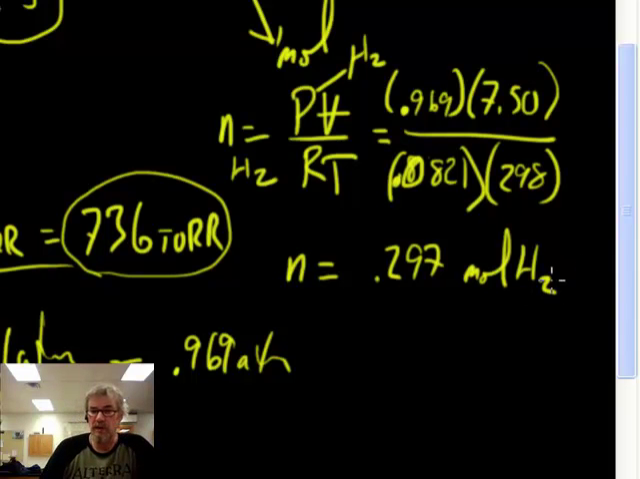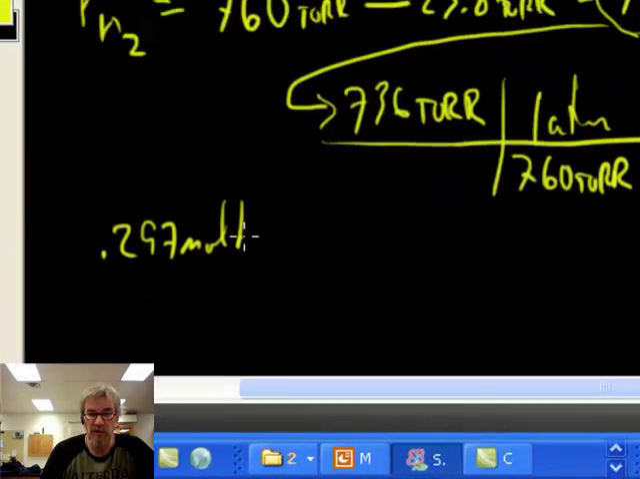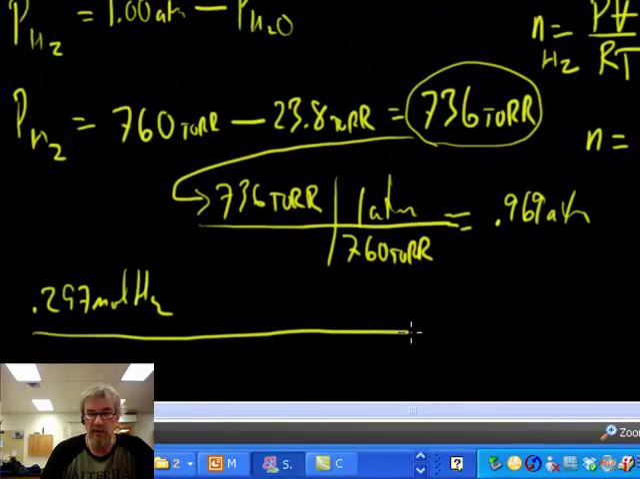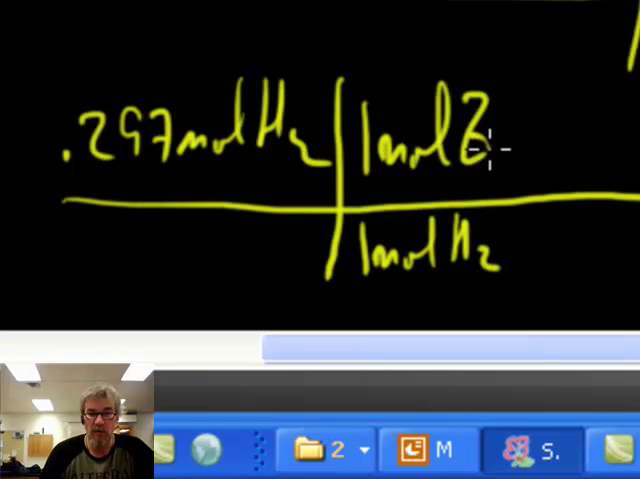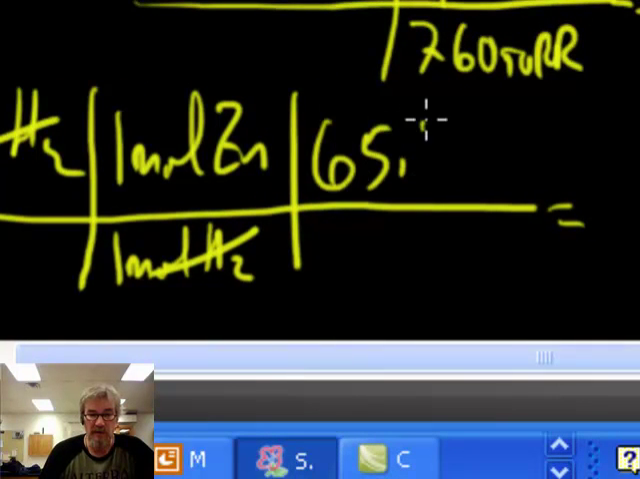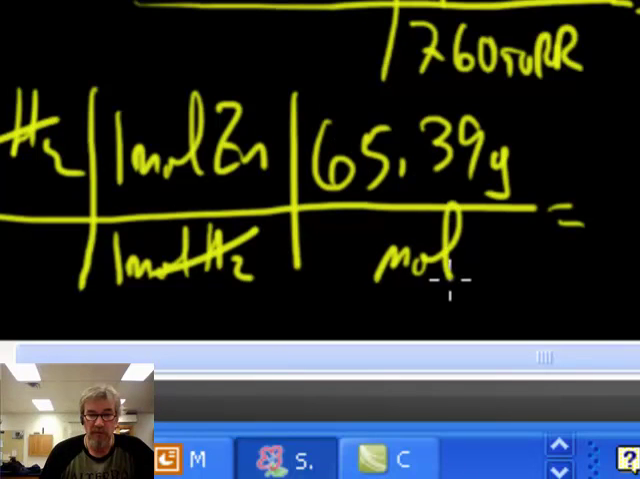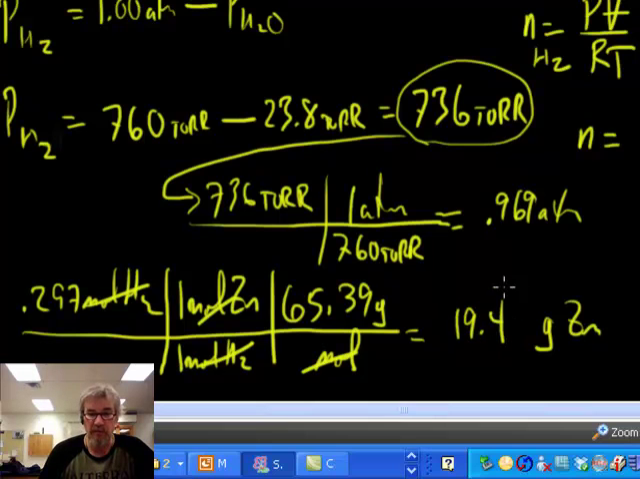Well, we're nearly done. It's just a stoichiometry problem from here. So we'll take that 0.297 moles of hydrogen, and we'll use stoichiometry to convert this into grams of zinc, which is what the problem's asking for. First, I do a mole ratio. In the balanced chemical equation, 1 mole of H2 is formed from 1 mole of zinc, and that will give me moles of zinc, but I want grams of zinc, so now I need the molar mass. For zinc, that's 65.39 grams per mole. That converts me into grams of zinc, and my answer is 19.4 grams of zinc.